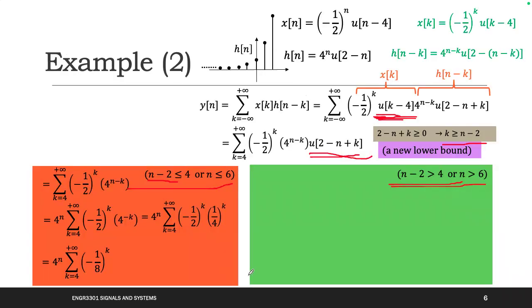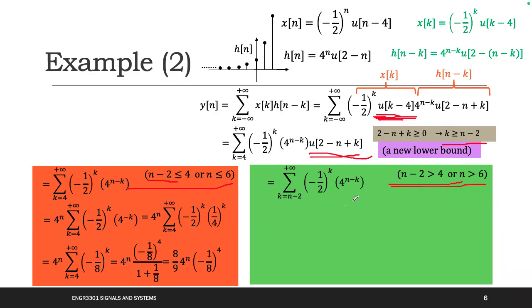Am I right? And then you get this equation. And finally, you get this one, if you calculate it. Any questions so far? Okay, and then for this situation, we know the minimum value should be n minus 2, am I right? So your equation should become this one.